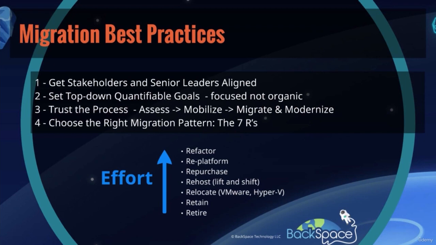AWS defines some best practices to achieve a successful cloud migration. The first one is to make sure that the stakeholders and your senior management or senior leaders are aligned. This may require you to inform and educate your senior management on what your stakeholder requirements are, and make sure that everyone understands what all of the key stakeholders need to get out of this migration.